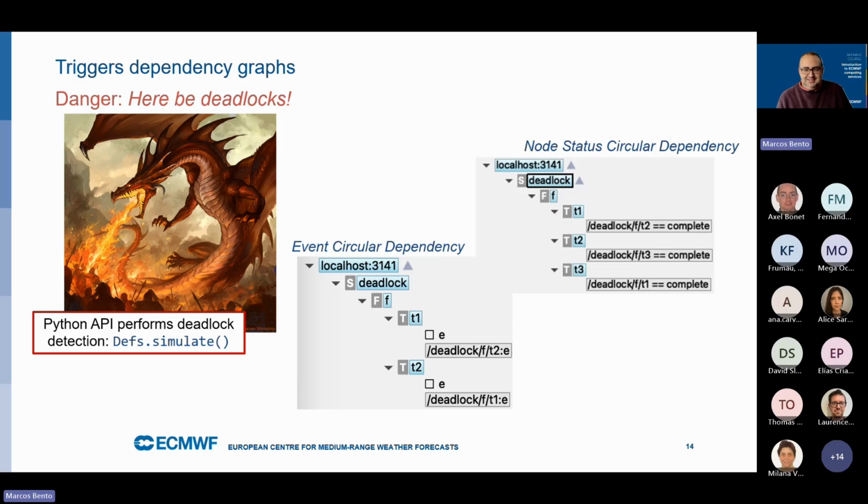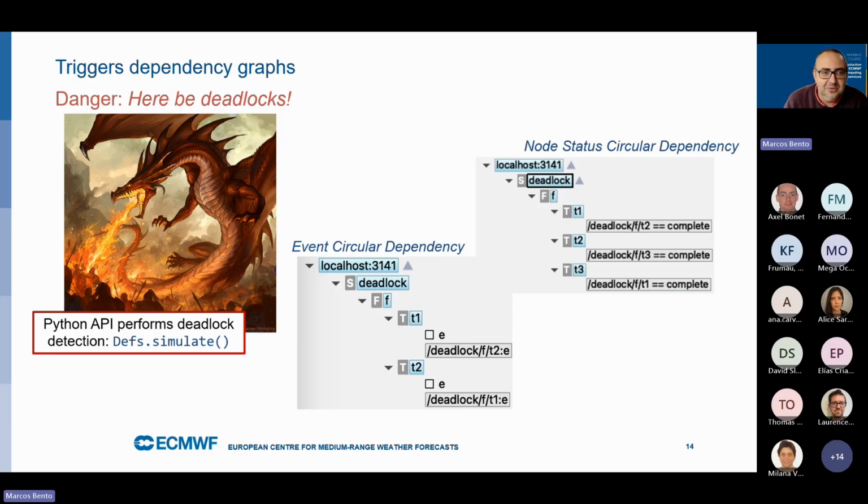There are dragons, well, at least deadlocks, to consider when you're doing graphs. I have here 2 examples. The first one I'm going to call an event circular dependency. Basically, you have 2 tasks, T1 and T2, each one of them with an event. Eventually, they will set these events when they start running, but T1 depends on the event of T2, and T2 depends on the event of T1. So this is circular. No one will ever be able to set its event because it's waiting on the other one to set its event. So they are in deadlock. This will never be reached.